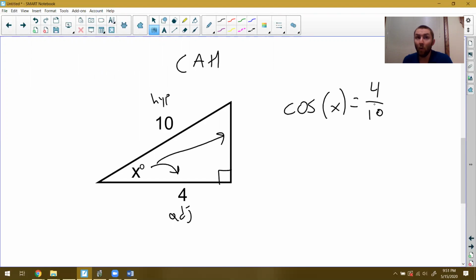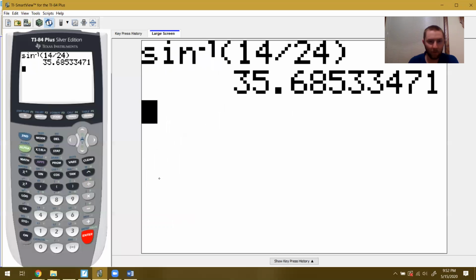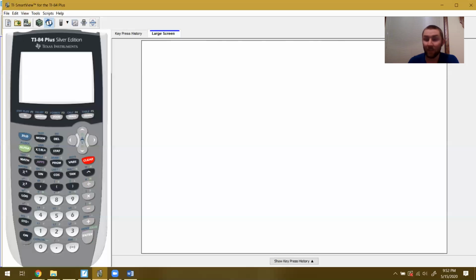And again, I want to know what angle, when I put it into the cosine, gives me 4 over 10. Just as an aside, 4 over 10 is about 0.4. I'll show you why that's important to check our answers in just a second. So if I flip around the fraction and the x, and I switch it to cosine inverse of 4 over 10 equals x, and then I do the cosine inverse on my calculator, again, I have to hit the second button in the top left corner and then do the cosine inverse.